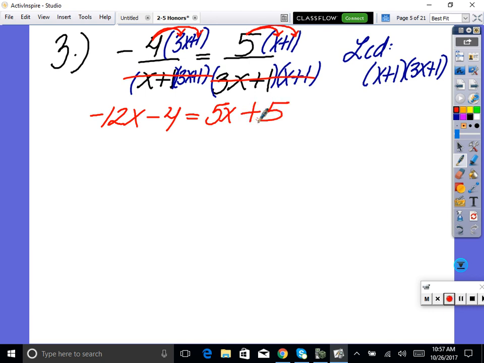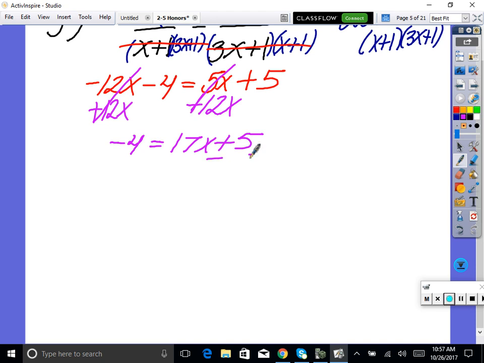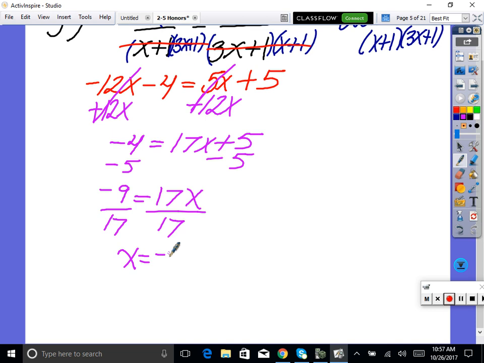We have a linear equation. So let's solve for x. Well, let's combine our x's using algebra. Add 12x. Negative 4 equals 17x plus 5. Does everybody see how I'm just combining like terms here? Subtract 5. Negative 9 equals 17x. So don't we get x equals negative 9 over 17? Yeah. Sweet. Let's check it though.